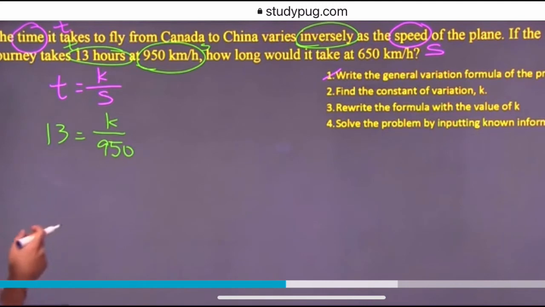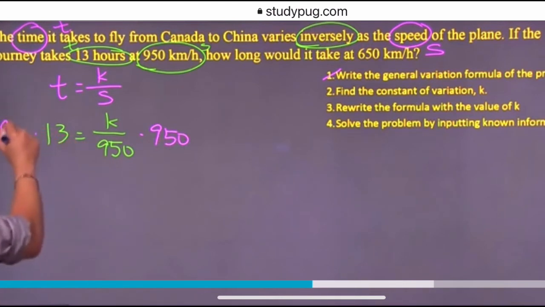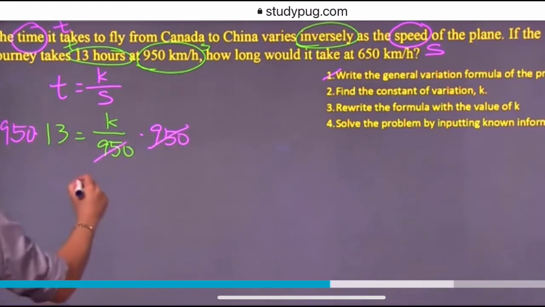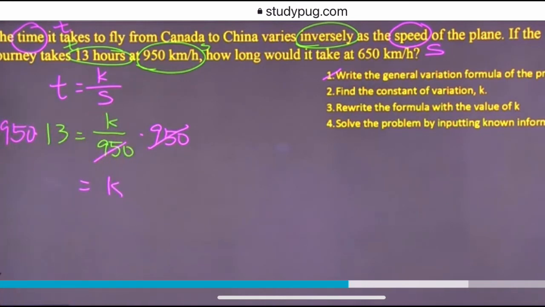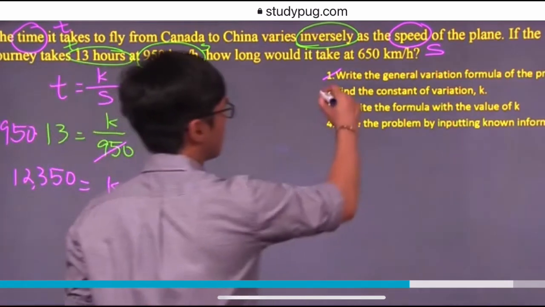Now we want to solve for k. How do we solve for that? Multiply both sides by 950. These two cancel out, so on the right hand side we just have k. On the left hand side we have 950 times 13, which is 12350. Not 12345. It's 12,350. That's the constant. So we're done with step 2.